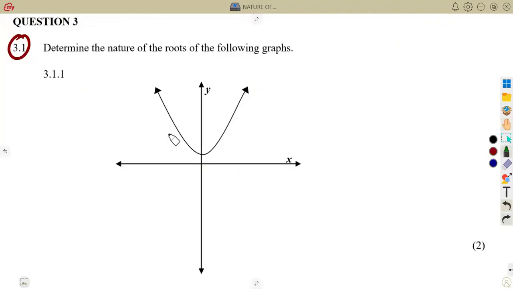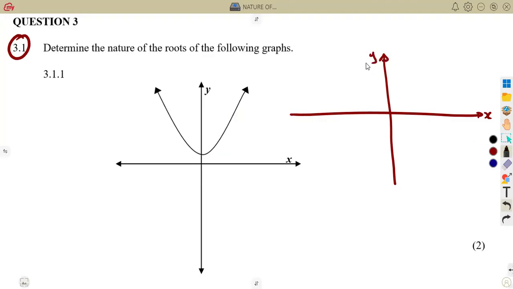The first part we can see from our x-axis: the graph does not pass through the x-axis. Look at our graph, and this is our x-axis. When you are talking of a quadratic function, we know that for it to have roots or solutions, it must pass through the x-axis like this.